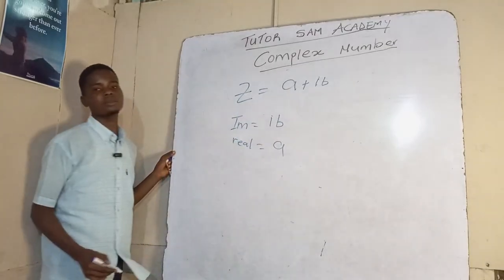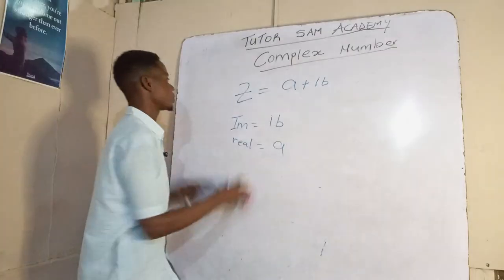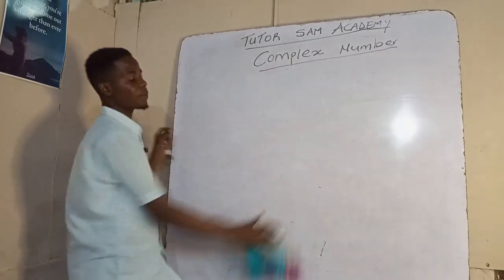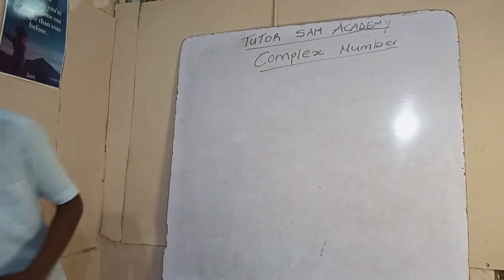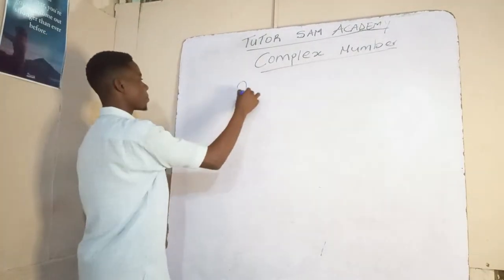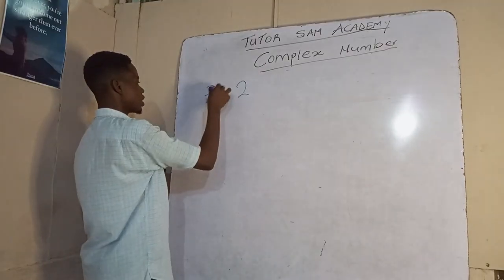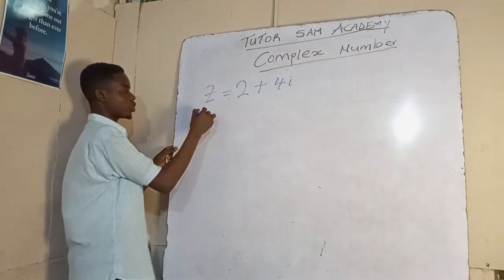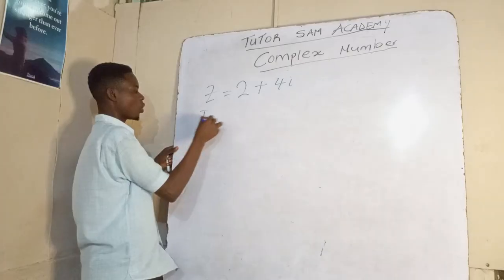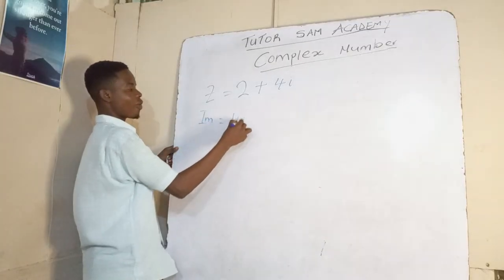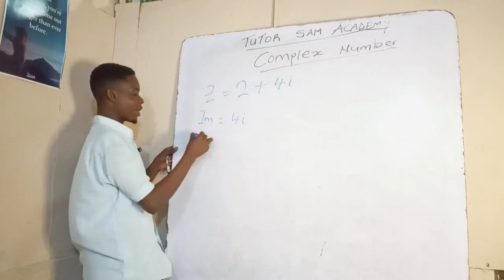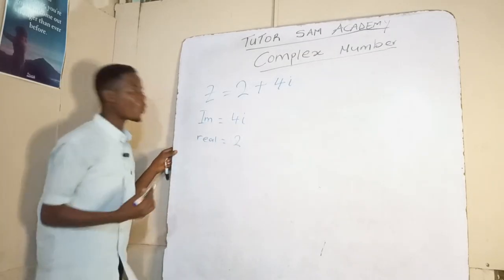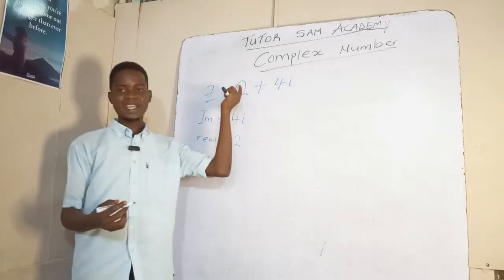a. So let's take an example. Let's say we have 2 plus 4i. Let's say this is equal to 2 plus 4i. Your imaginary part will be what? 4i, right? Then our real part will be what? 2. Do we understand?